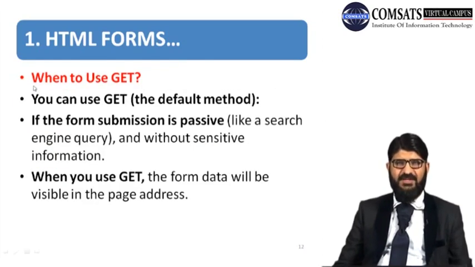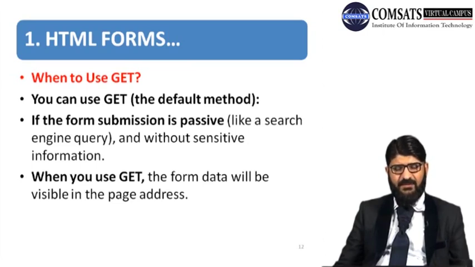Now for HTML forms, as we have seen different methods, now we will discuss these two methods, get method and post method. When to use get method? Get method is the default method. You can use the get method if the form submission is passive, like using a search engine query, you want to submit the form, or without using any sensitive information, you want to send the information.